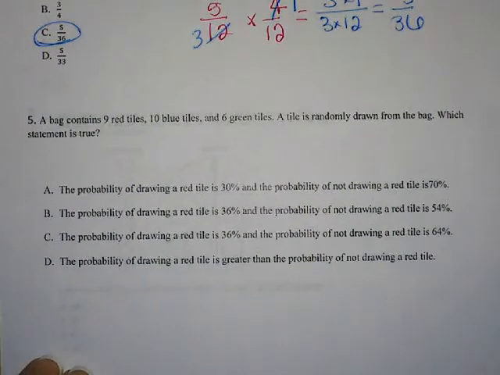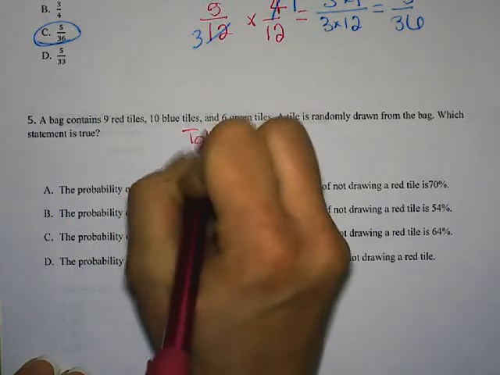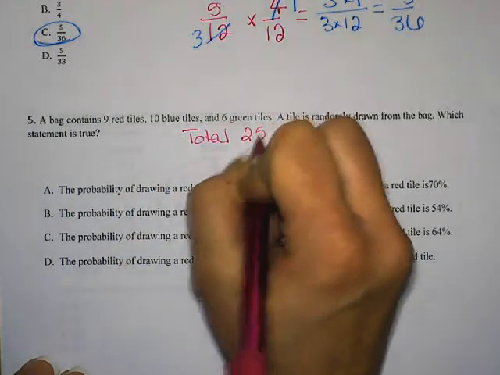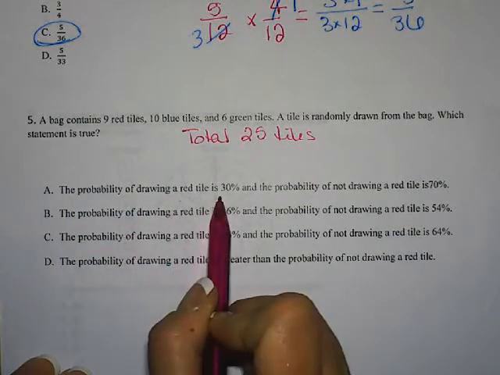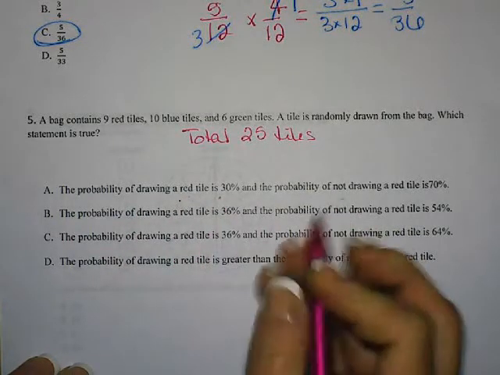A bag contains 9 red tiles, 10 blue tiles, and 6 green tiles. This is a total of 25 tiles. I always like to find the total first. Knowing that I'm working with probability, it's always got to be your favorable outcome out of total outcome. So I always know I need my total. A tile is randomly drawn from the bag. Which statement is true? The probability of a red tile is 30%.